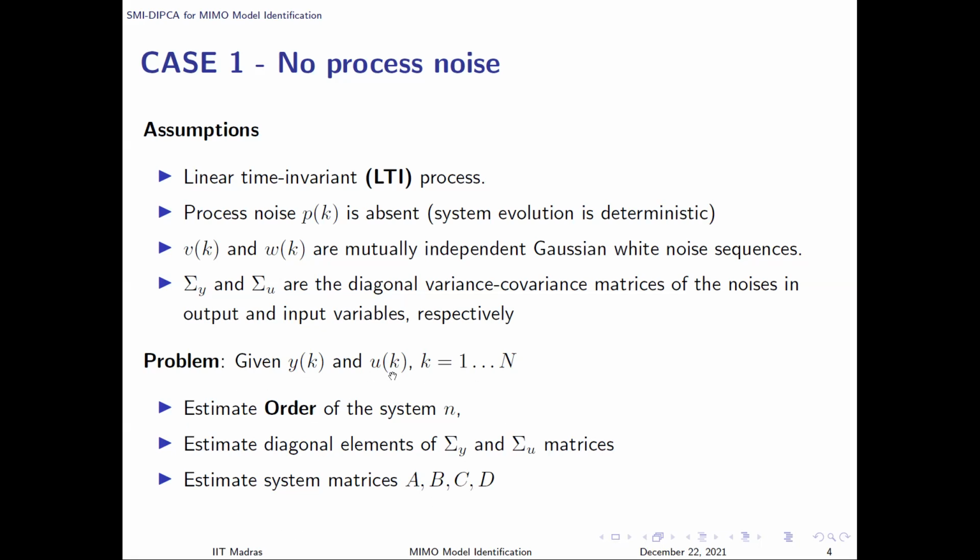Given all measurements of y and u, we estimate the order of the system, the covariance matrices, and A, B, C, D. So it is very similar if you look at it for the SISO case. There also the model parameters are small a, small b, sigma squared EU and sigma squared EY. And instead of system order, you have process order. Okay. So this is just an extension, you might look at it that way.